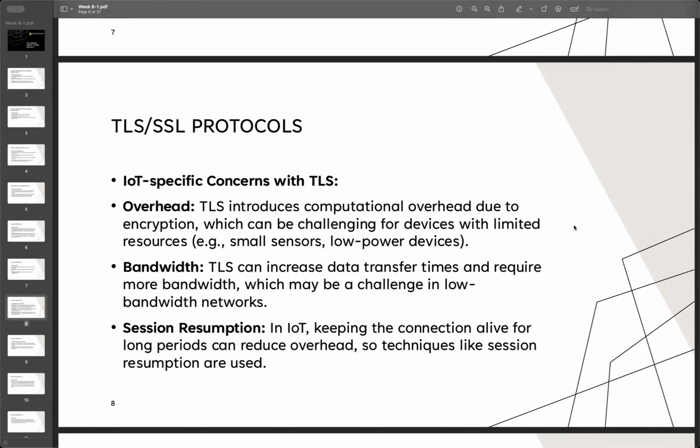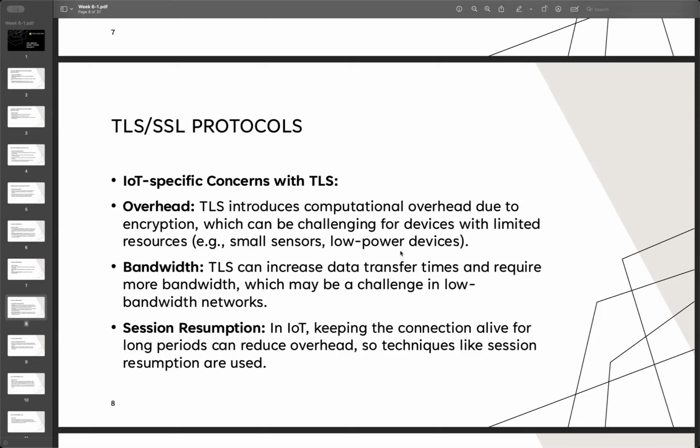Okay. Nowadays we use TLS and SSL a lot, so it should be pretty familiar and common. But on IoT, one concern is the overhead, because TLS introduces a computational overhead due to the encryption. Okay, so it can be challenging for devices with limited resources, if we have small sensors or low power devices. That's what we were concerned about in the previous lab, where cryptography introduced this idea.